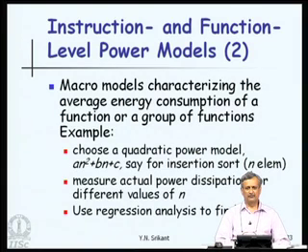Suppose we want to do it on a program level or function level. Okay. So, we can have macro models characterizing the average energy consumption of a function or a group of functions. For example, suppose we know that we are running insertion sort, right. Then we know that the time required for insertion sort is O n square, where n is the number of elements. So, we could choose a quadratic power model for the power consumption also, say a n square plus b n plus c for the insertion sort program, measure the actual power dissipation for different values of n, and then use regression analysis to find a, b, c. So, then given n, we can say what is the power consumption for that particular n. So, this is a way of characterizing the energy consumption of a program.